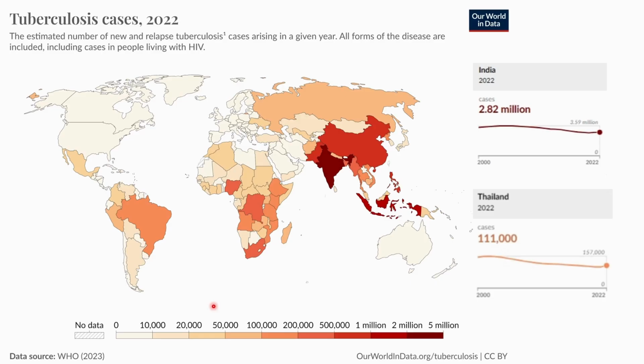So if you look at this map, you can see the tuberculosis cases in 2022. You can see the highest record is from India. And if you look at Thailand, it's around 111,000 cases of tuberculosis. In India, these are cases.